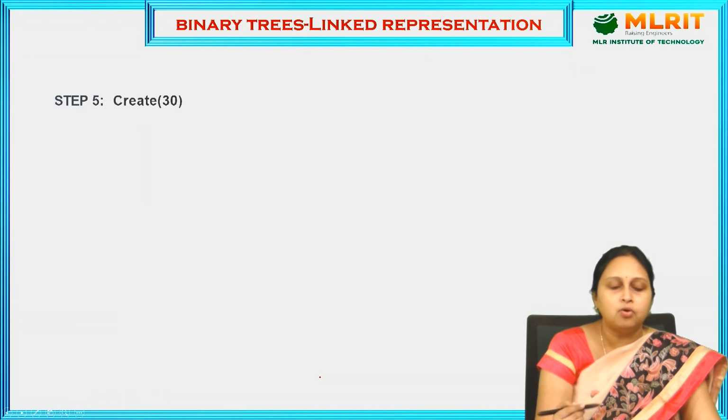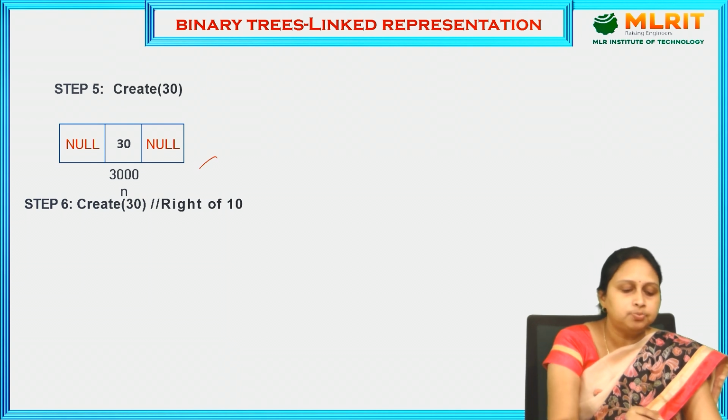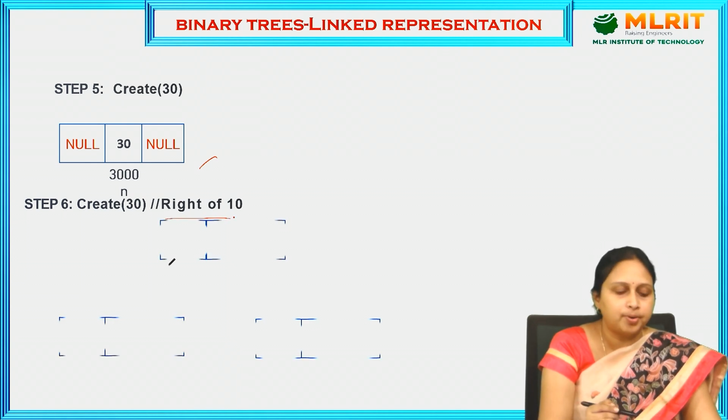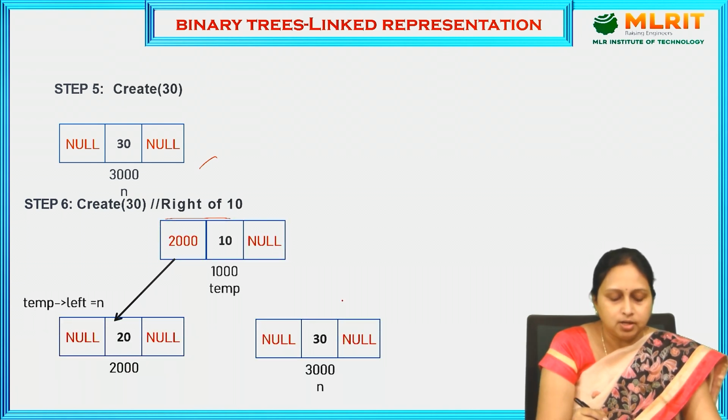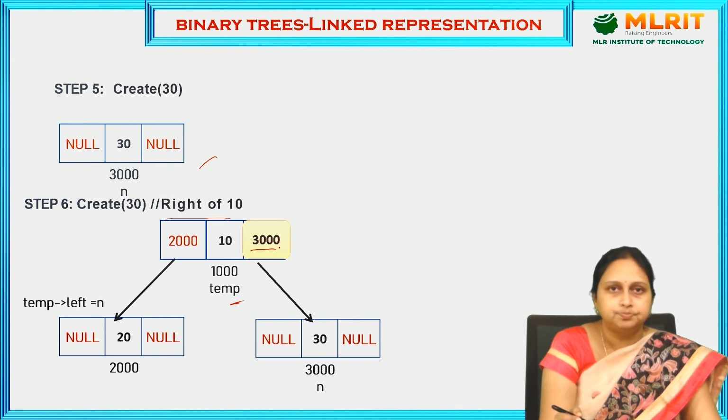Next, if I want to insert one more node, 30, the same memory allocation will be done. This should be assigned on the right side of my tree. The same way, here we have temp. This is the right part of it. Make a link of it. Store the address of 3000 here. Temp arrow right equal to n. This is how we are going to do it.